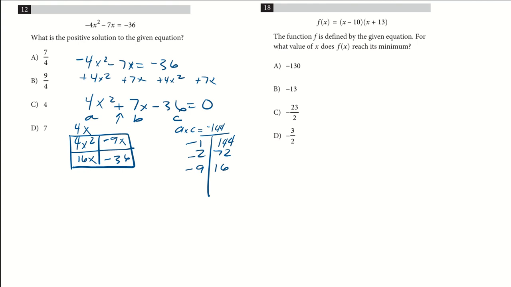Next, I'm going to do minus 9. That's the biggest thing that I can pull out of both of those. And again, it's based on both of those.